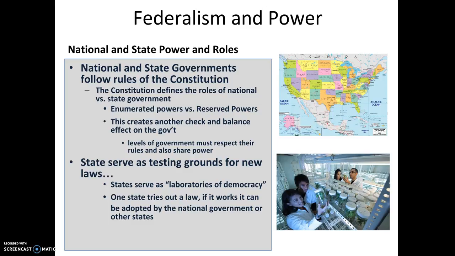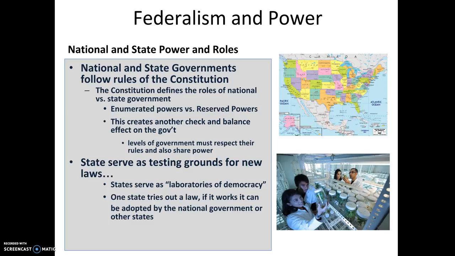exercises. At the same time that there are enumerated powers, there are also reserved powers. These are powers that state governments hold, and reserved powers could include things like creating education policy or marriage laws or speed limits. They're basically the things that regulate and govern your daily lives, your day-to-day behavior. So you've got the national government with the enumerated powers, you've got the state governments with the reserved powers, and this way of setting up the sharing of power acts in two beneficial ways.